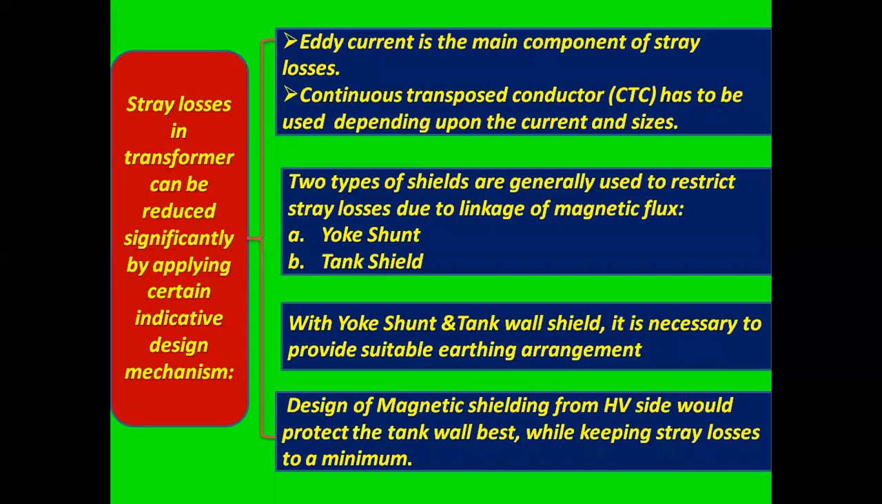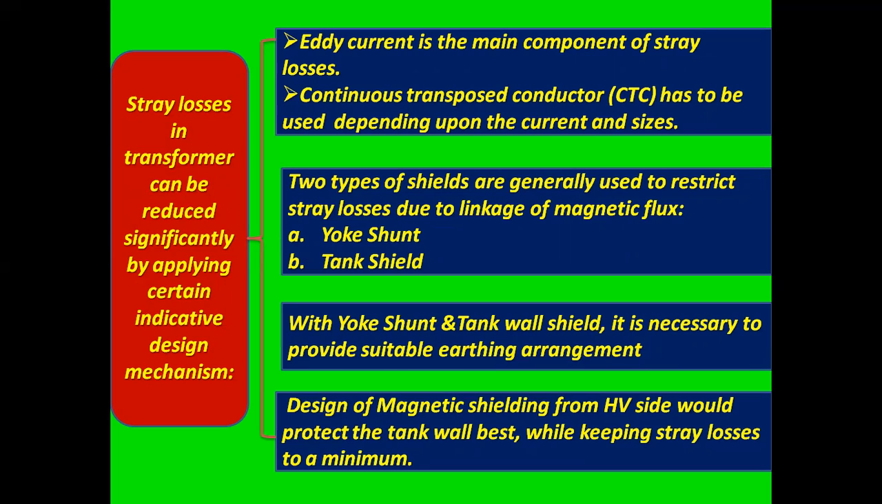Stray losses in a transformer can be reduced significantly by applying certain indicative design mechanisms. Eddy current is the main component of stray losses. Continuous transposed conductors have to be used depending upon the current and sizes. Two types of shields are generally used to restrict stray losses due to leakage of magnetic flux: A, yoke shunt, and B, tank shield.